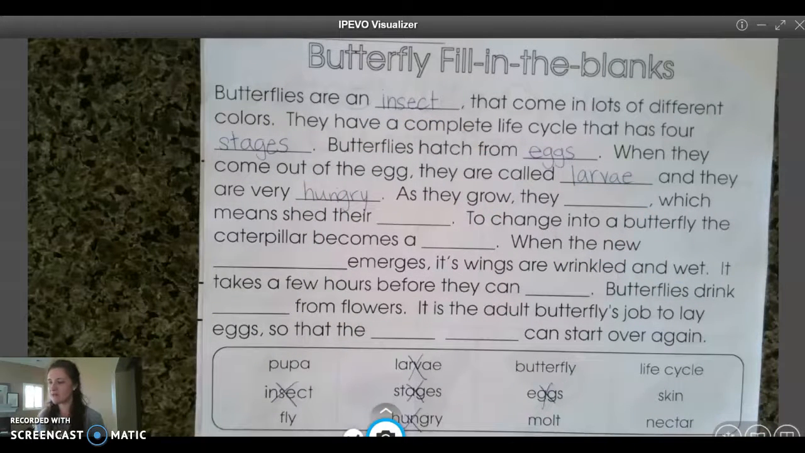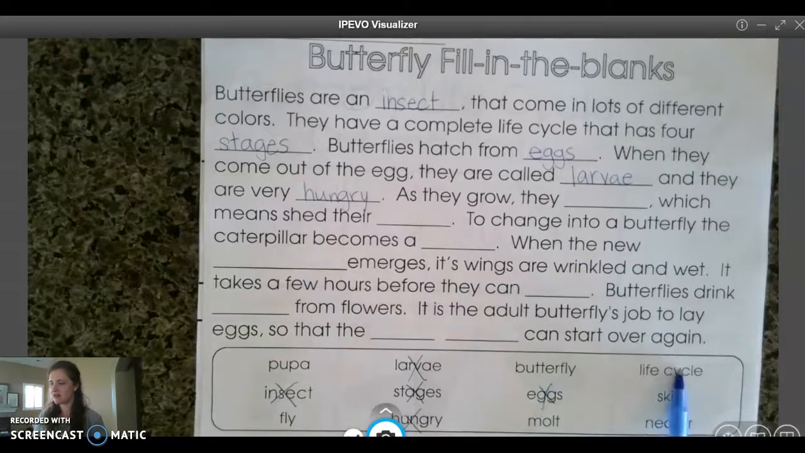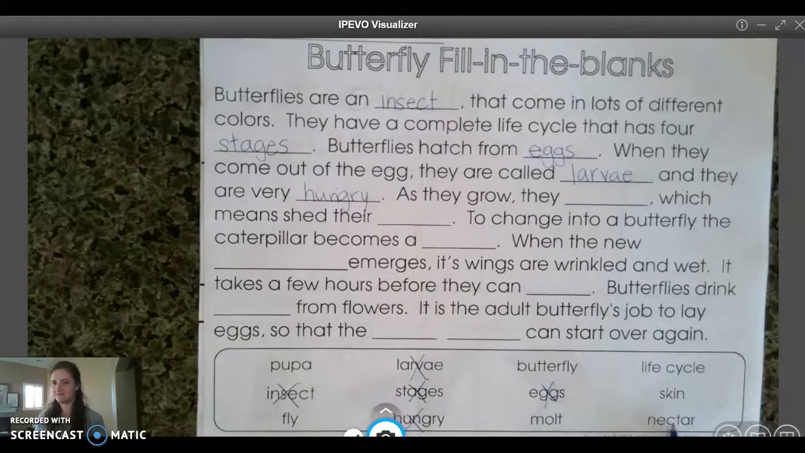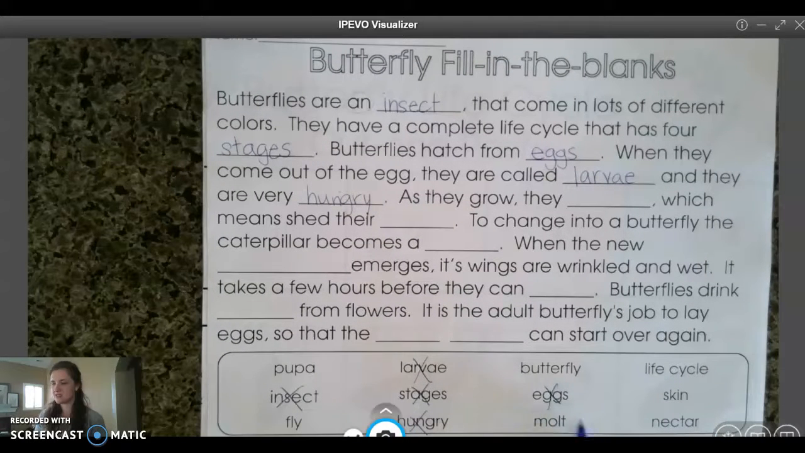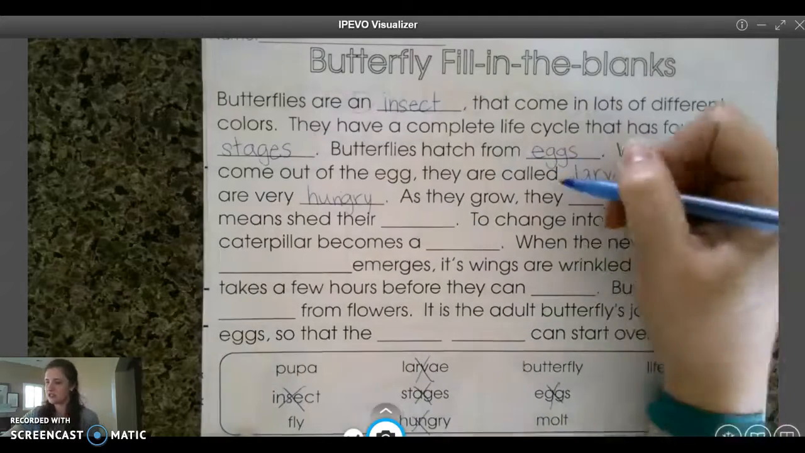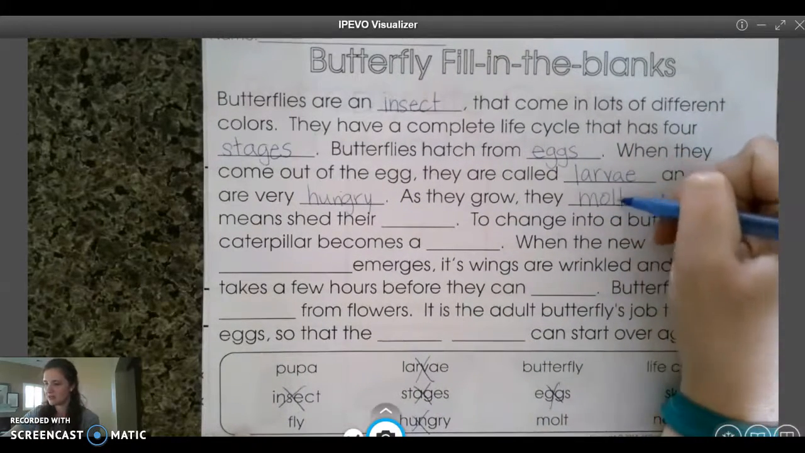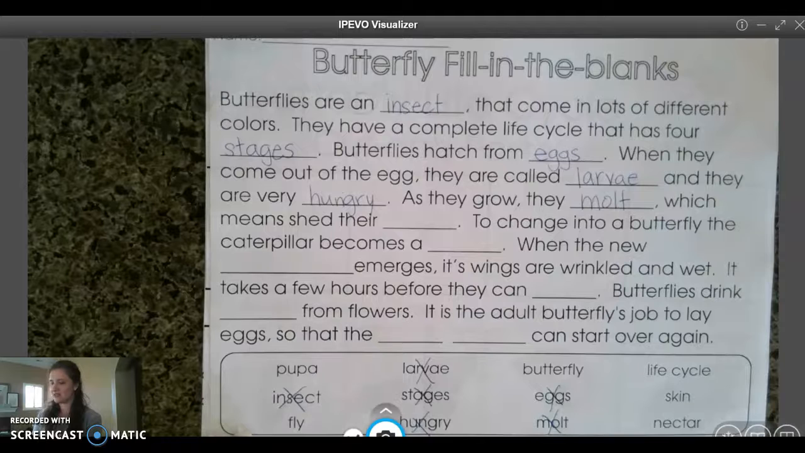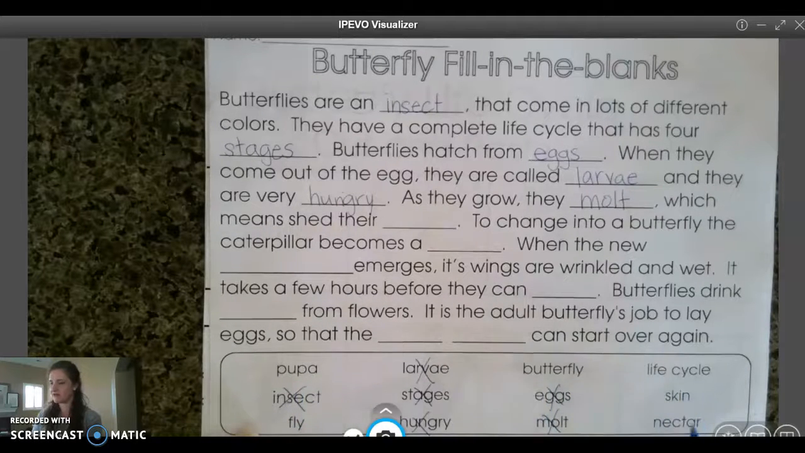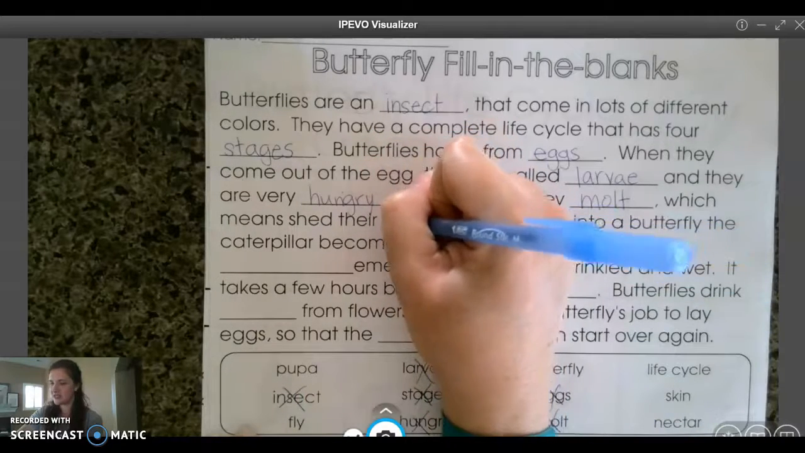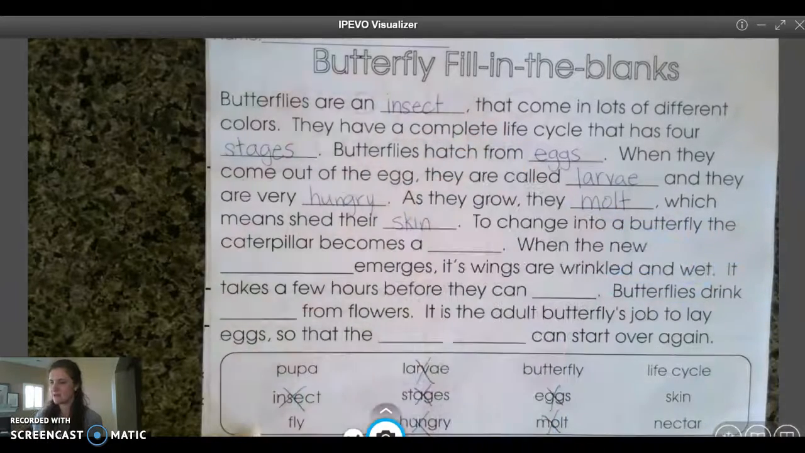As they grow, they blank, which means they shed their blank. What word means to shed something? We have pupa, fly, butterfly, molt, life cycle, skin, and nectar. Okay, molt is the word we're looking for here. To molt means they shed what? What thing do you think they shed here? Pupa, fly, butterfly, life cycle, skin, or nectar? They shed their skin. Okay?